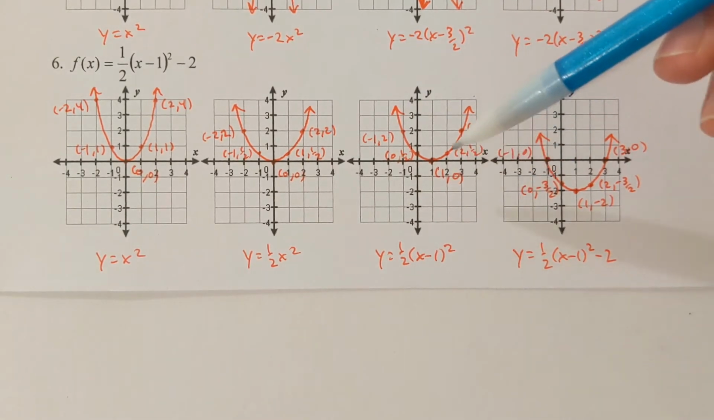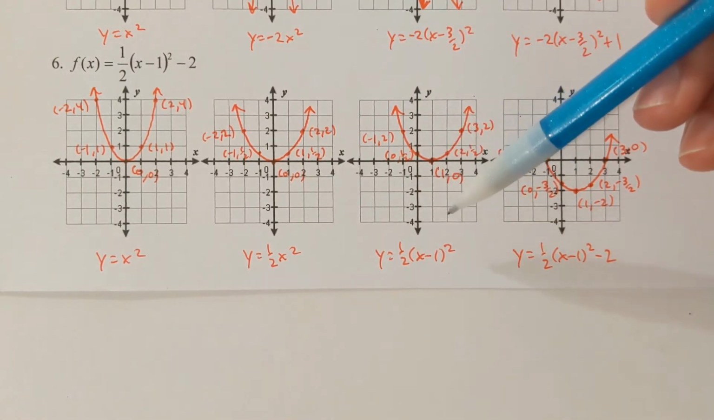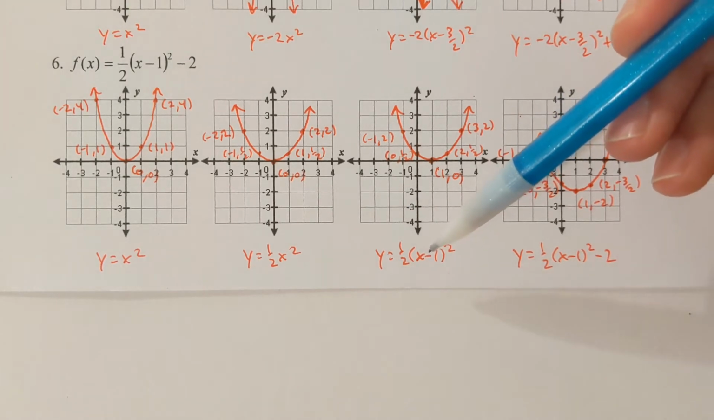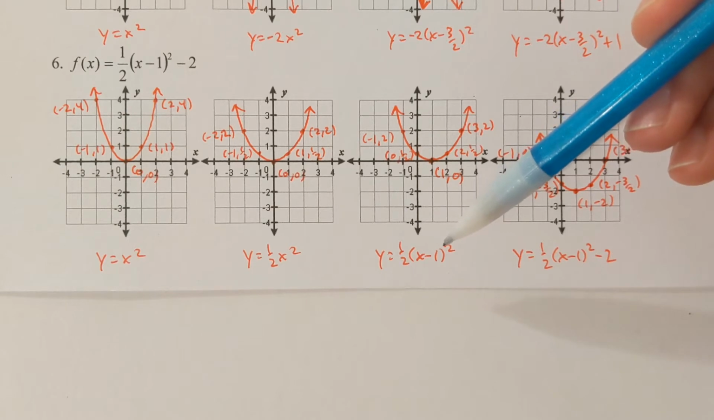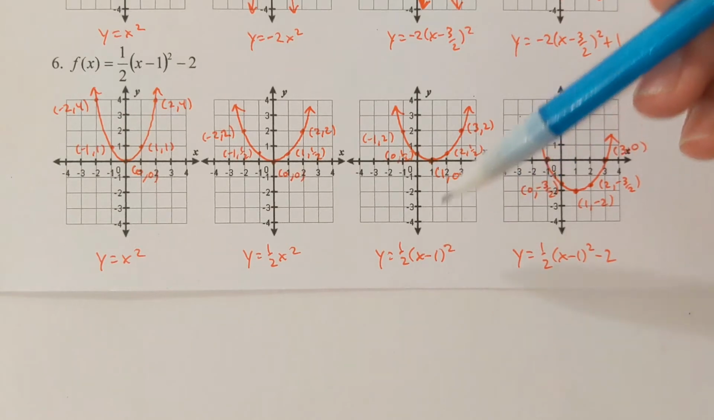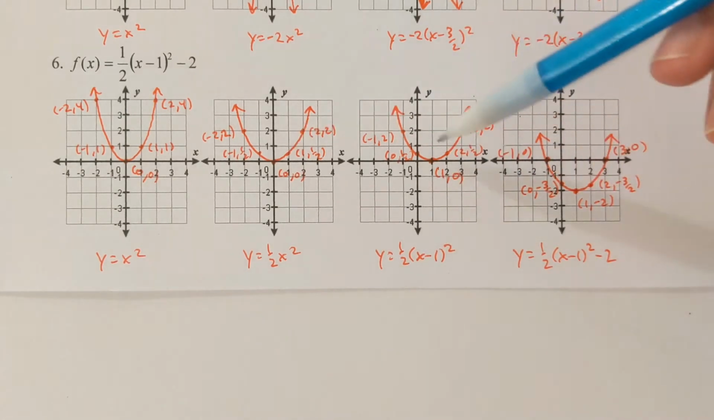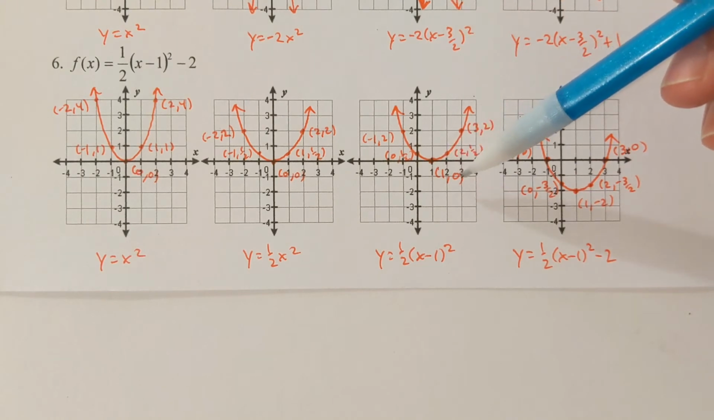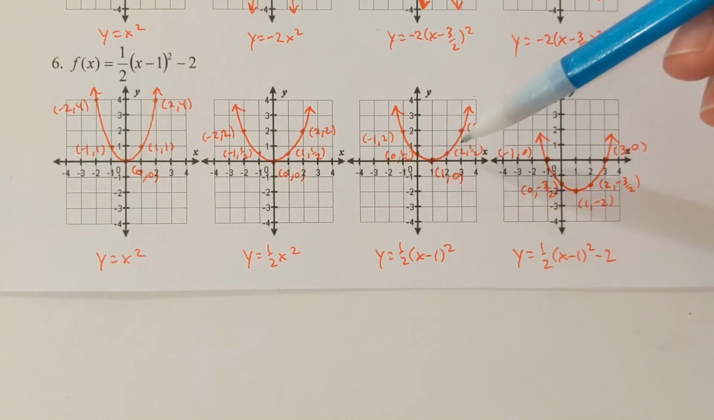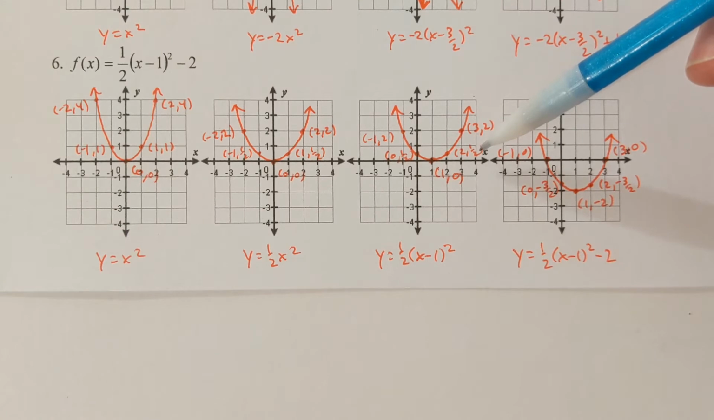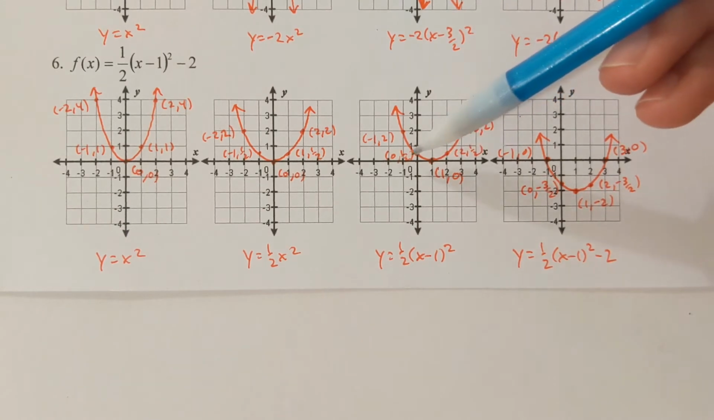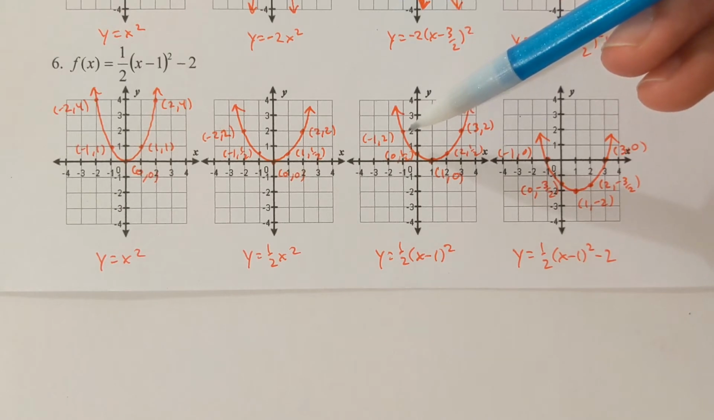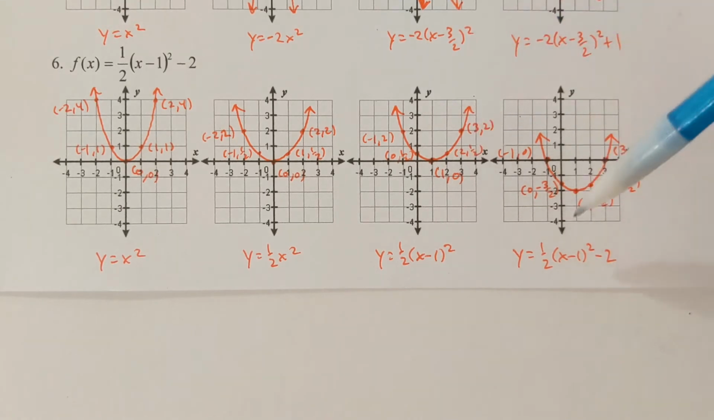The next thing, I'd go to the right 1 with each one of these points. So y equals 1 half times (x minus 1) squared. I've got to go to the right 1. So (1, 0) is on the graph, (2, 1 half) is on the graph, (0, 1 half) is on the graph, (negative 1, 2) is on the graph, and (3, 2) is on the graph.